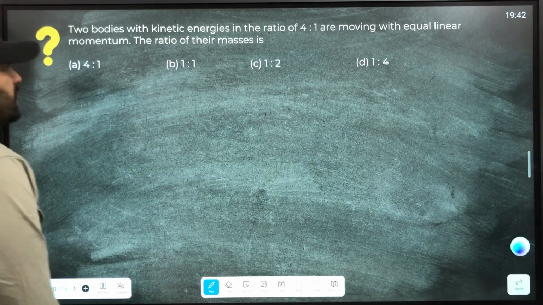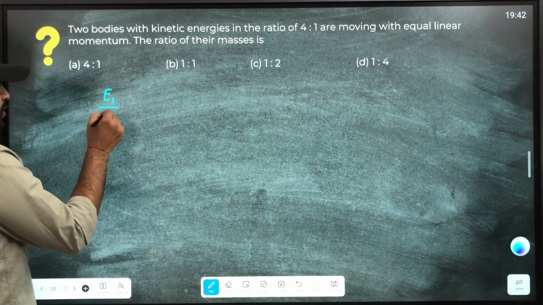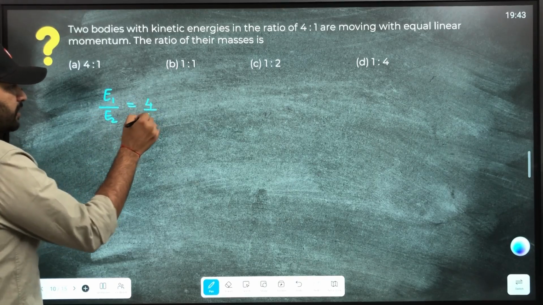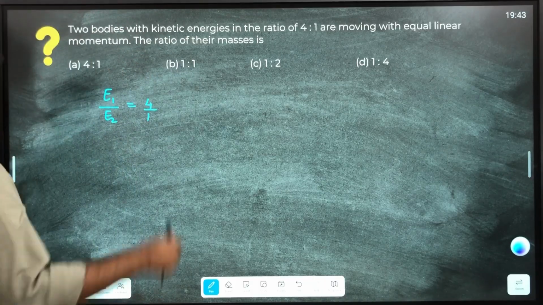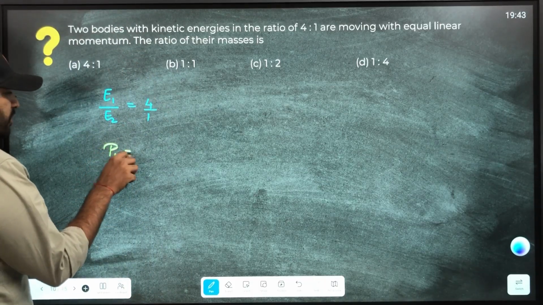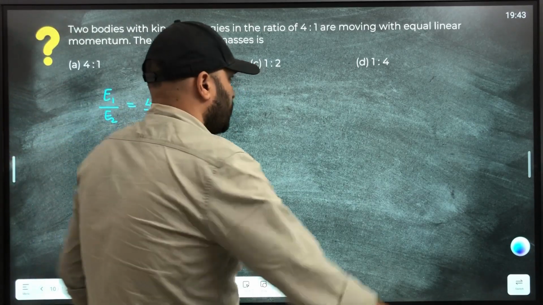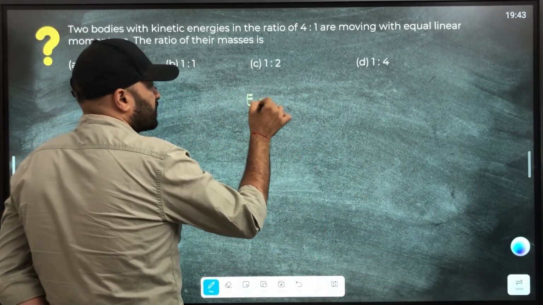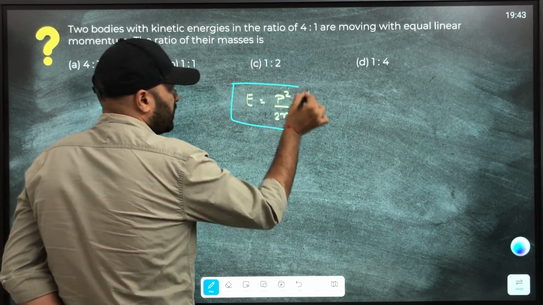Two bodies with kinetic energies in the ratio E1 upon E2 equal to 4 is to 1 are moving with equal momentums, so P1 equals P2. The ratio of their masses will be how much? So we'll recall our formula, which I have already given you in the previous problems: E equals P square by 2m. We will make use of this particular relation.